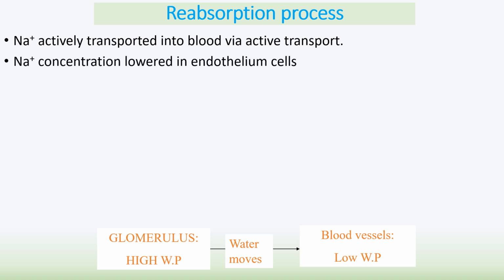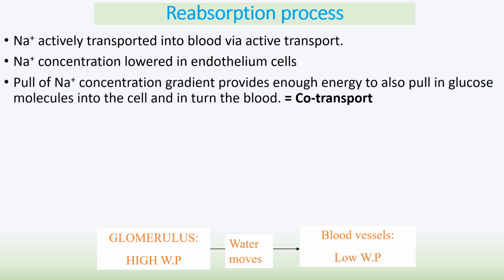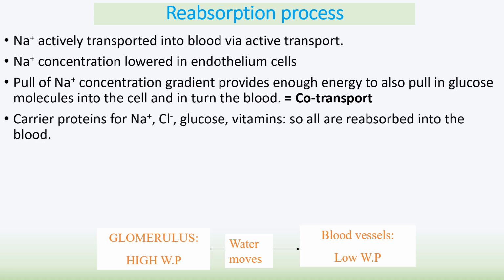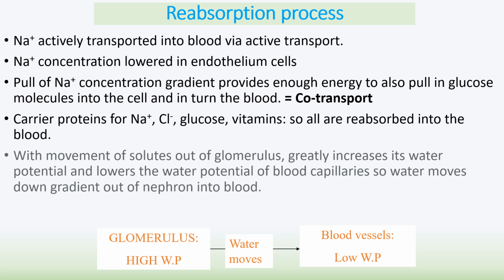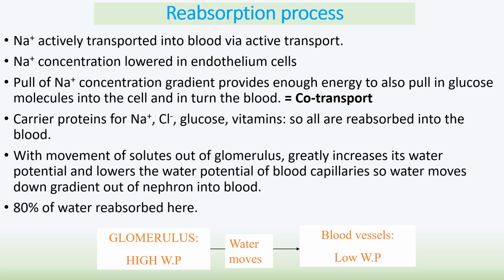The sodium concentration then is lowered in the epithelium cells, and the pull of that concentration gradient from high levels in the proximal convoluted tubule into the cells comes via a co-transport protein, and it also brings in glucose and amino acids with it. This then builds up in the cell and it diffuses across as a result.